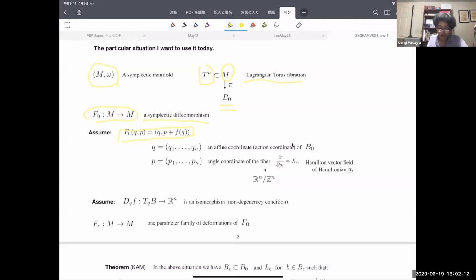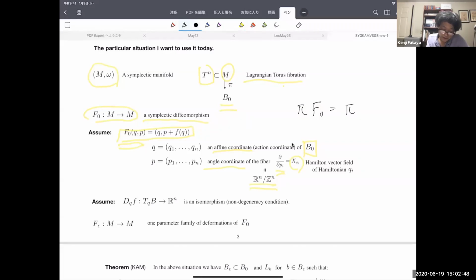Let me remind you that this is a Lagrangian fibration. So the base space has a natural affine coordinate that's called the action coordinate, and there is an angle coordinate on the fibers. That means that if you take the Hamiltonian vector field of the i-th action coordinate, it is ∂/∂θ_i, right? And the fiber is R^n divided by Z^n. And this symplectic diffeomorphism is supposed to preserve this, so we require that F0 preserves π, that is, π∘F0 = π.